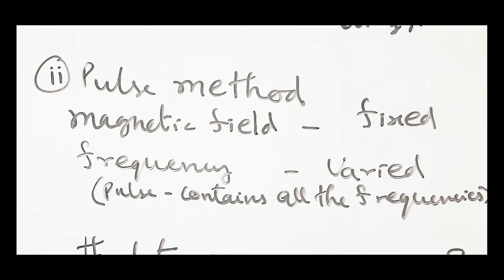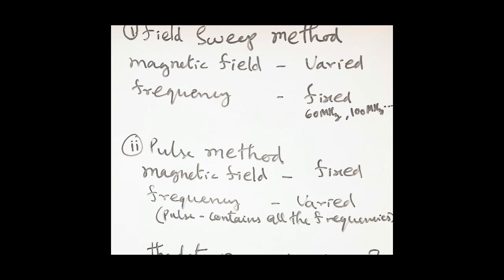See, we now saw two methods by which the NMR spectrum can be recorded. One is your field sweep method and another one is your pulse method. And I told you, you can vary the magnetic field H0 also. So one can record the NMR spectrum at 1.4 Tesla or 14,092 Gauss.